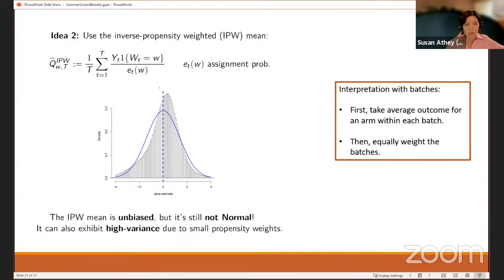And it also is high variance, because what we're doing is we're running an experiment where we're trying to drop bad arms. We're trying to throw away and not give a lot of observations to bad arms. So those propensity scores are getting really small and the variance is exploding.